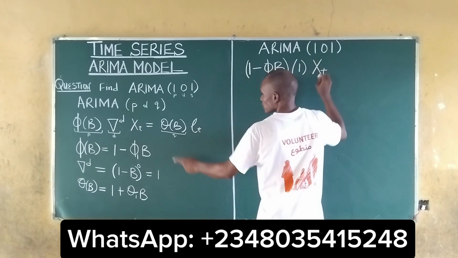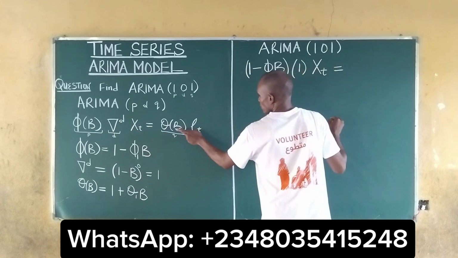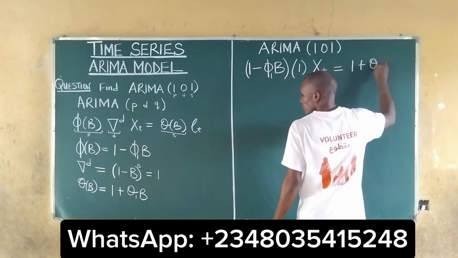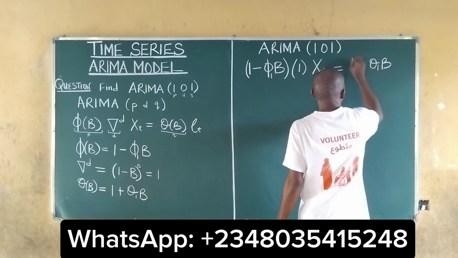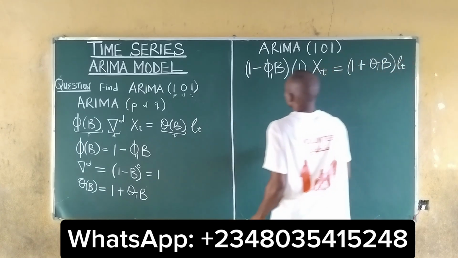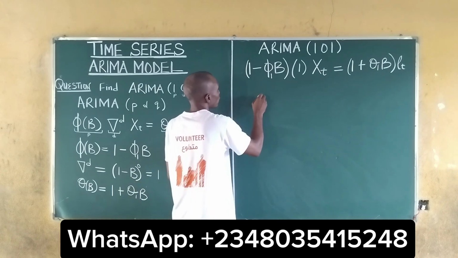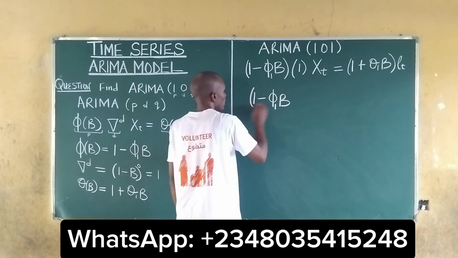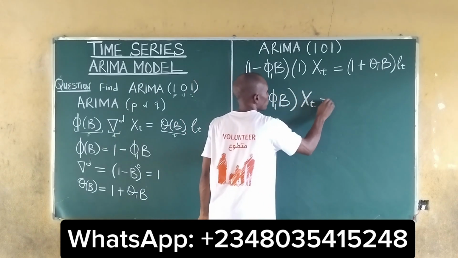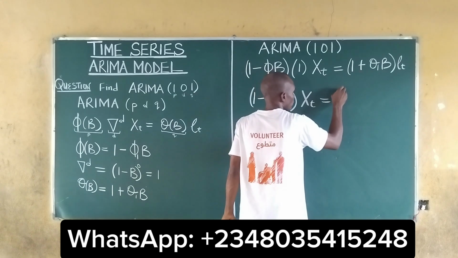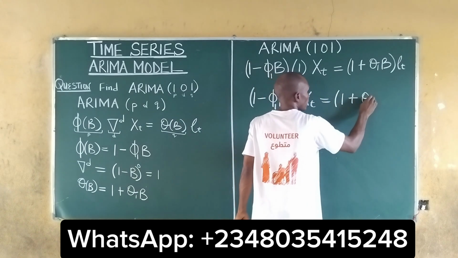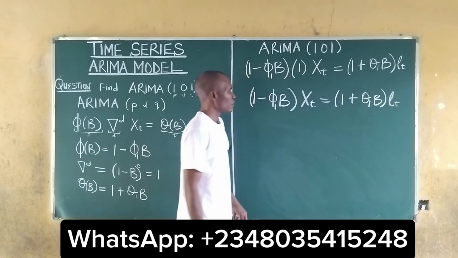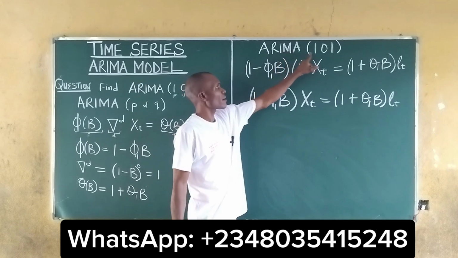Then we write our time series, which is equal to, this part is this. So we have 1 plus θ1 B, e_t. So if you rewrite this well, we have our ARIMA to be 1 minus φ1 B, times Z_t, to be equal to 1 plus θ1 B, e_t. So this is the model for ARIMA(1,0,1).